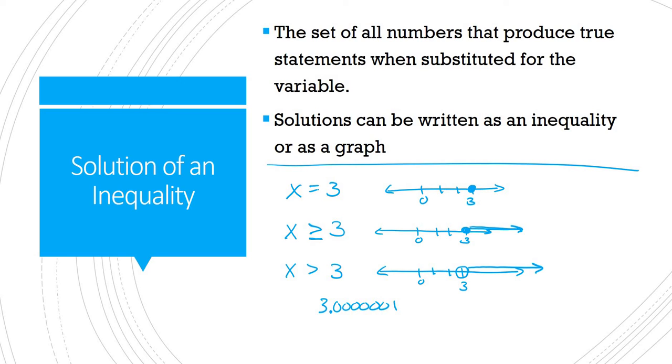So here are my three situations. Equal is just a closed dot. Greater than and equal to is a closed dot to the right. Just greater than is an open circle to the right.